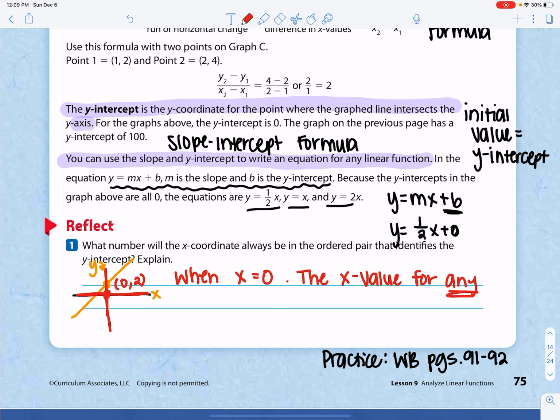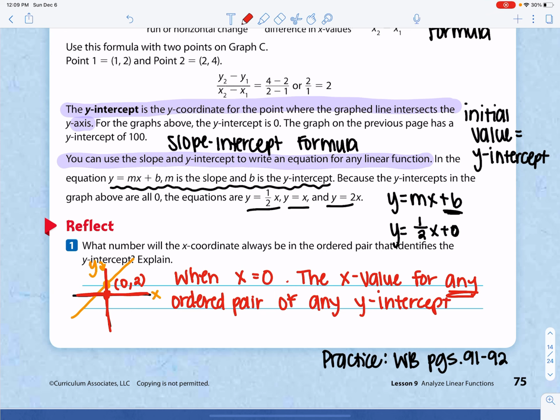For any ordered pair of any y-intercept, the x-coordinate will be 0, because if a point is on the y-axis, the x value will have to be 0, like we said. All right, and that is it for day 1 in our textbook.